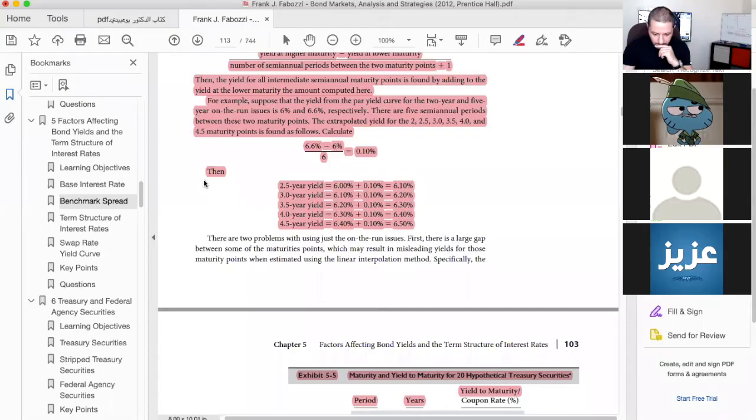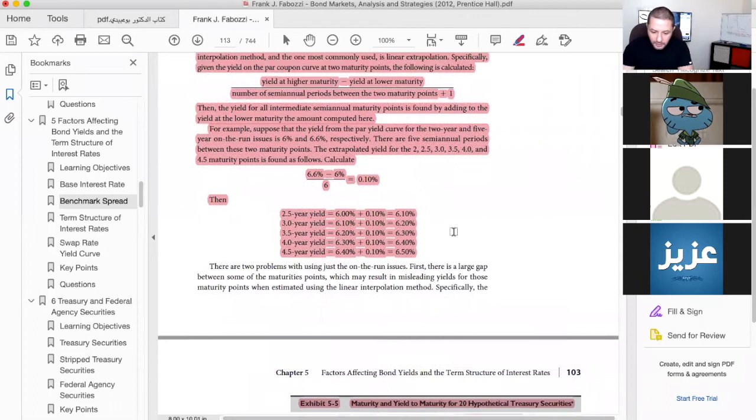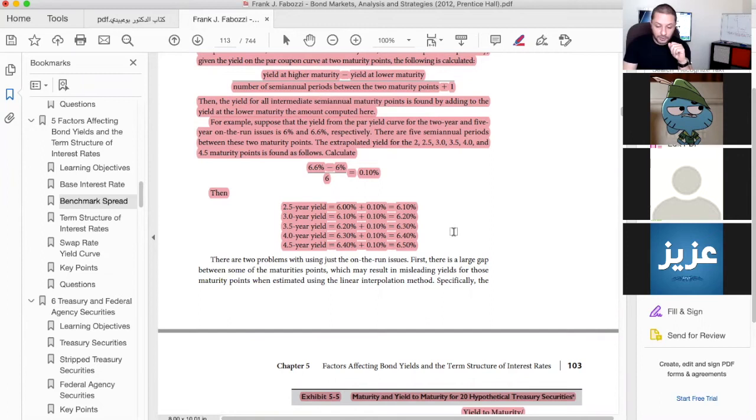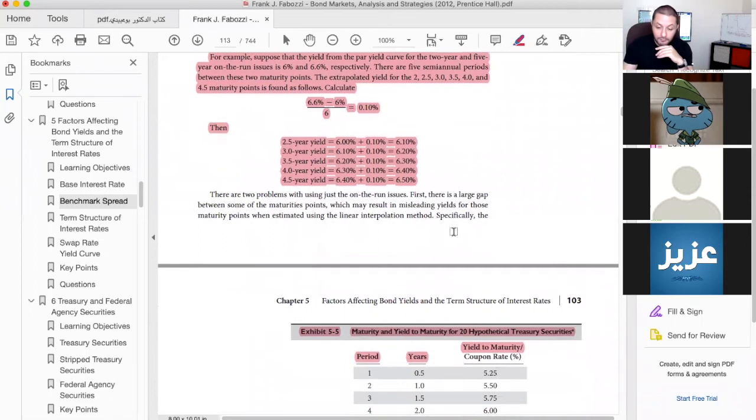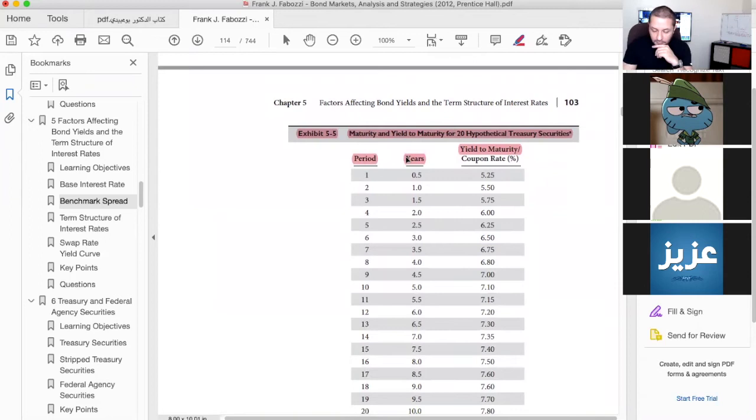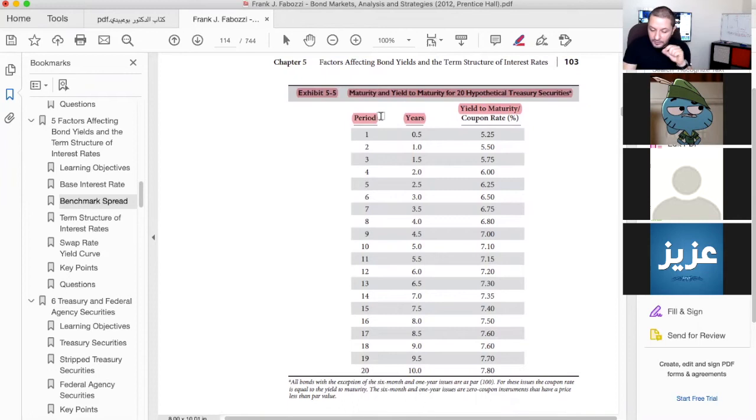So this is the way we can compute the unobserved yield to maturity for the intermediary points, right? So we have 52 points to fill using this linear extrapolation technique. Now the exhibit 5.5 summarizes the maturity and yield to maturity for 20 hypothetical treasury securities, right?